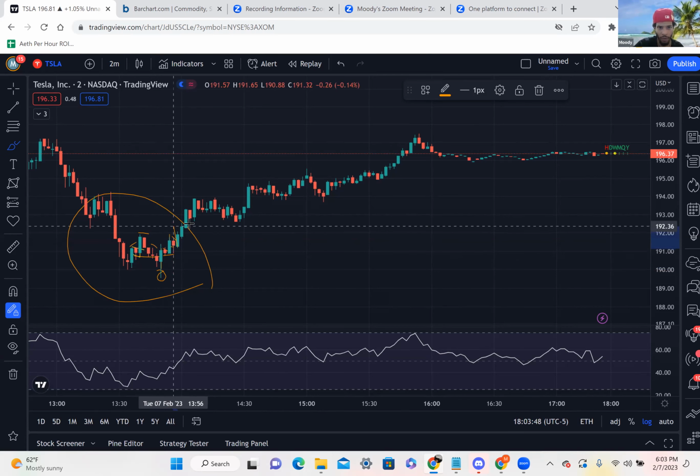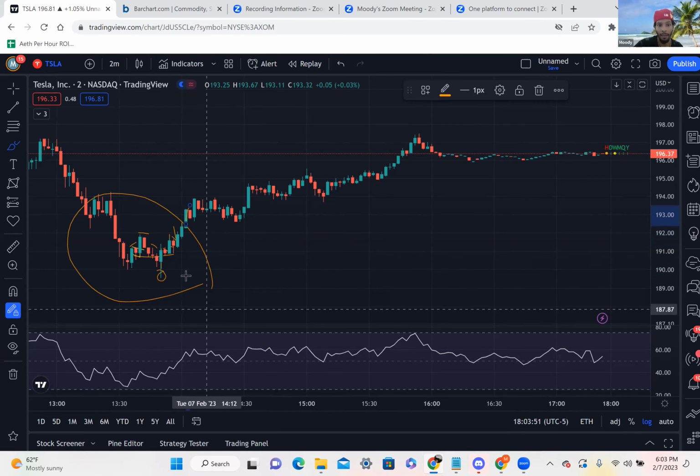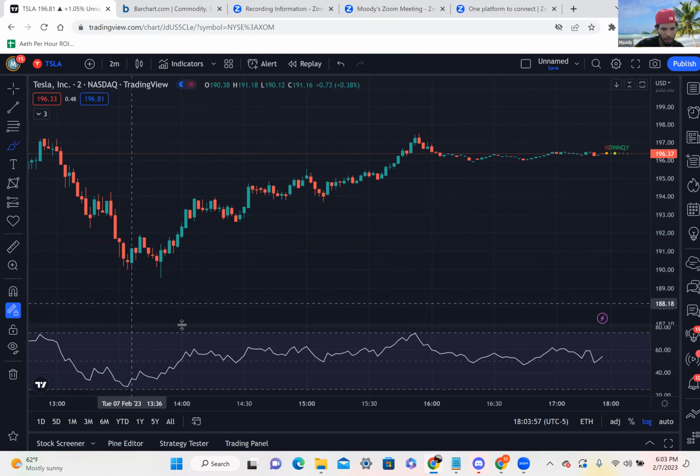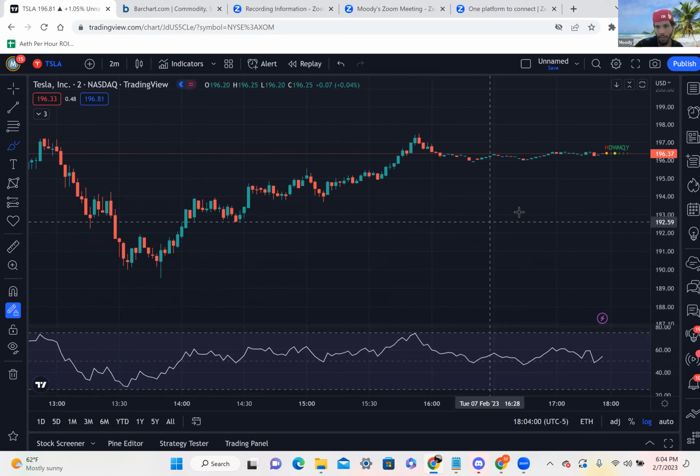And this is three white soldiers. And then if you look at it correctly, not correctly, but it's just what my eye sees in all of this. I'm trying to see because I thought I just saw an inverted head and shoulders.